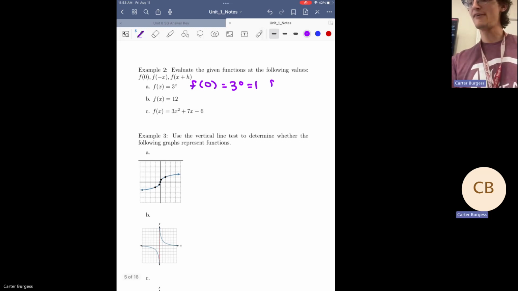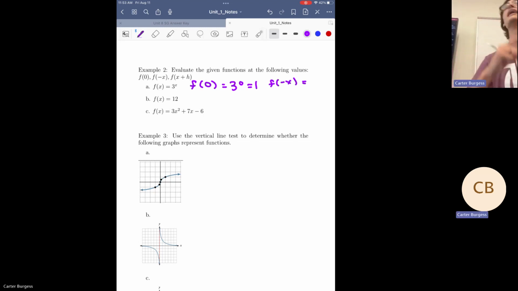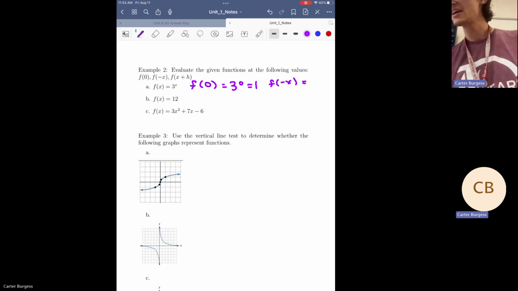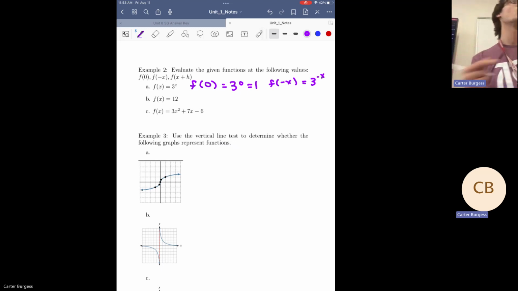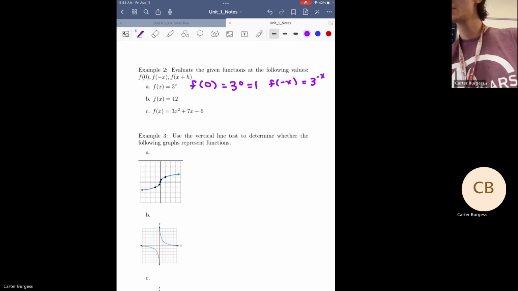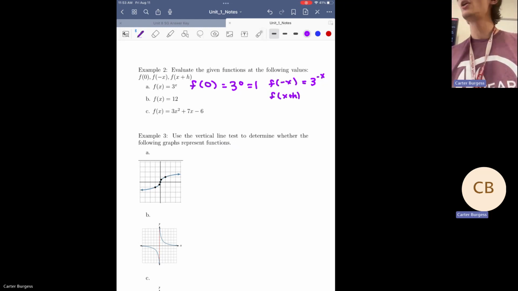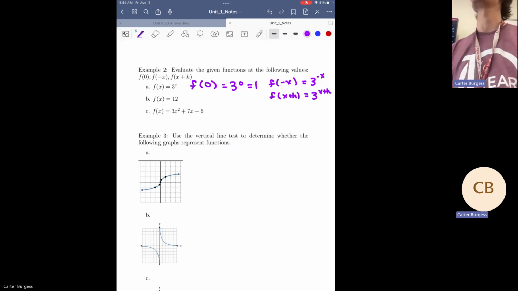Okay. f of negative x. What am I being asked to do? Everywhere I see an x, replace it with a negative x. This is going to be 3 to the negative x. Again, you could write this as 1 over 3 to the x, but I'm also fine with this. This is totally fine. And then lastly, we're looking at f of x plus h. What am I being asked to do? Everywhere I see an x, I am replacing it with this x plus h. This is very simply 3 to the x plus h.